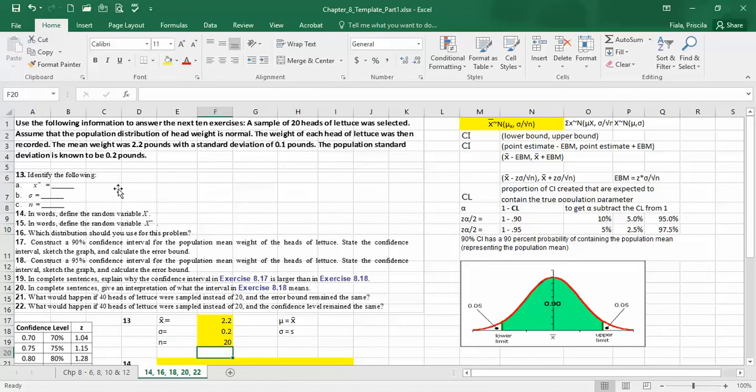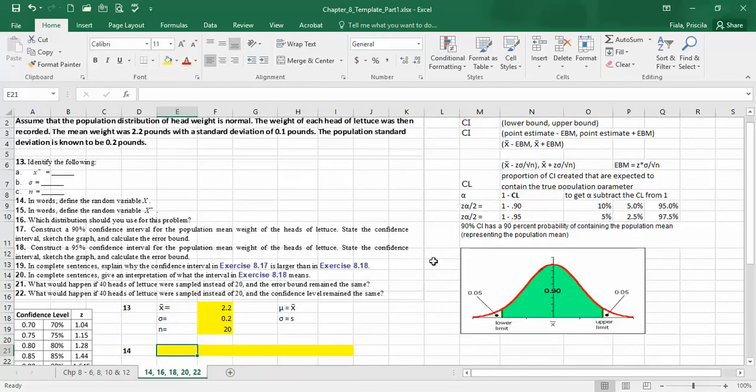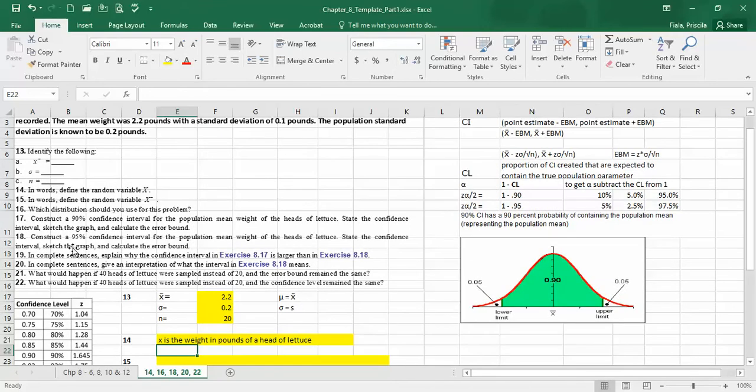14. In words define the random variable x. Well, in general, we're talking about the weight of heads of lettuce, or you could say the weight in pounds of heads of lettuce. So in general, x is the weight in pounds of a head of lettuce. That's the subject in general, okay?